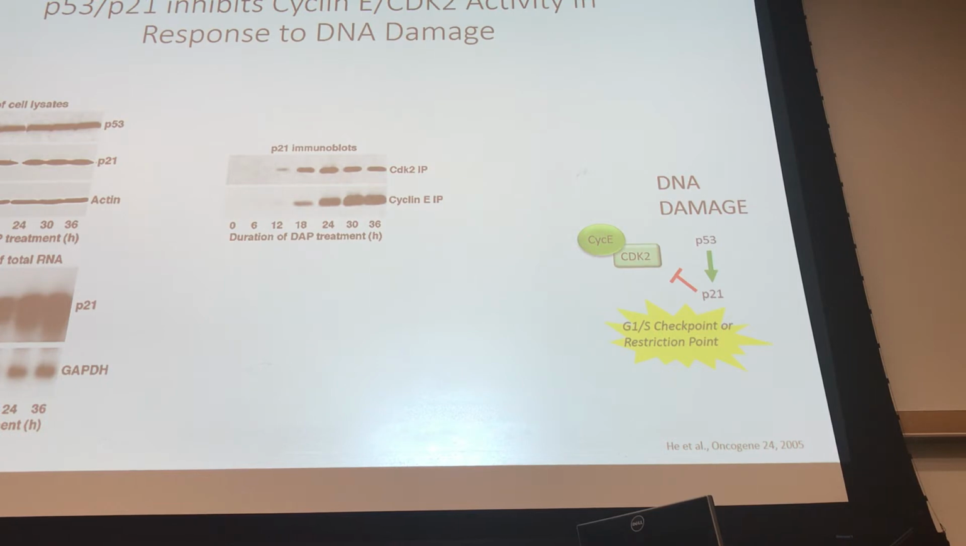And here they do the same thing: they IP for cyclin E, and they look to see if P21 is bound, and yes, it is. So P21 is binding to cyclin E in response to that DNA damage. So what this is telling you is that you have a complex forming between CDK2, cyclin E, and P21 in response to that DNA damage.